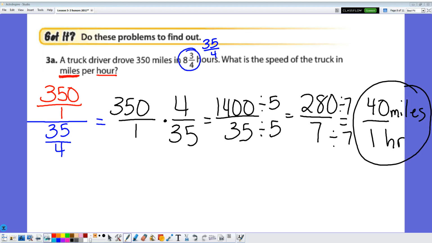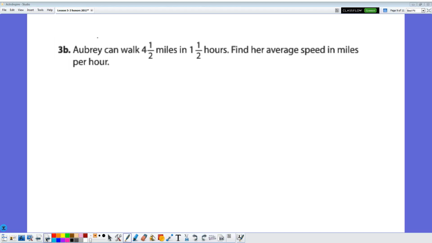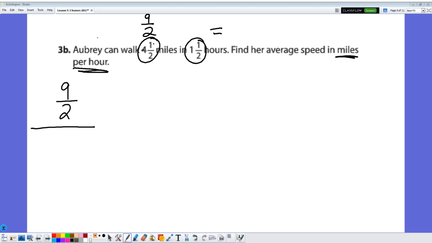Okay, let's look at Got It problem 3B. Aubrey can walk 4.5 miles in 1.5 hours. Find her average speed in miles per hour. Okay, again, they tell me the order, miles per hour. So I'm going to start with my miles. 4.5 needs to become an improper fraction. So 2 times 4 is 8. 8 plus 1 would be 9. Divided by 1 1/2, I need to make that an improper fraction. 2 times 1 is 2. 2 plus 1 is 3.